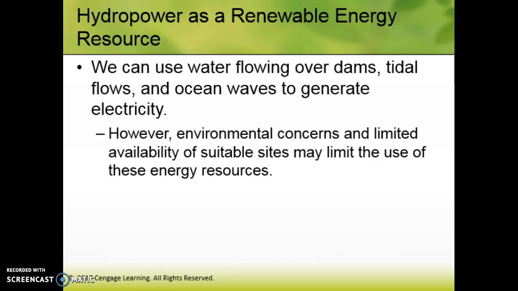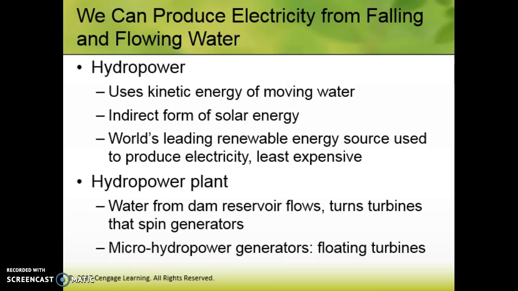We can use flowing water over dams. We can use tidal flows. We can use ocean waves to generate electricity. But they're not as plentiful because we need a river. We need to be on a coast to take advantage of these. So definitely a ton of potential in specific areas, but someplace like where I live in central Indiana, there's not a ton of potential here. Maybe we could dam our rivers, but we're going to disrupt native habitats and things like that too. So definitely some drawbacks there.